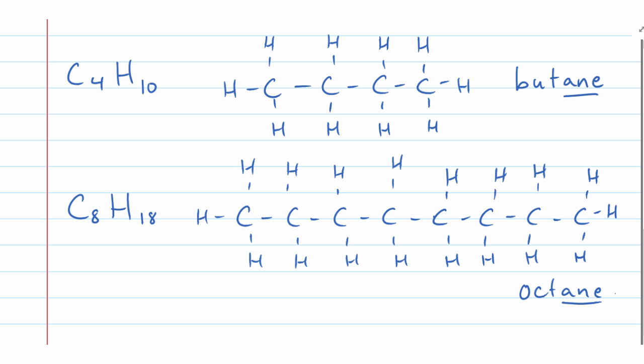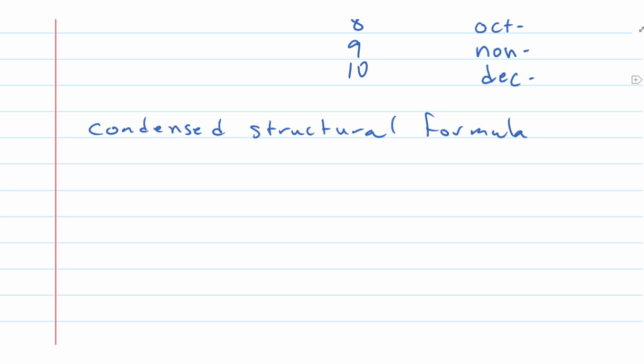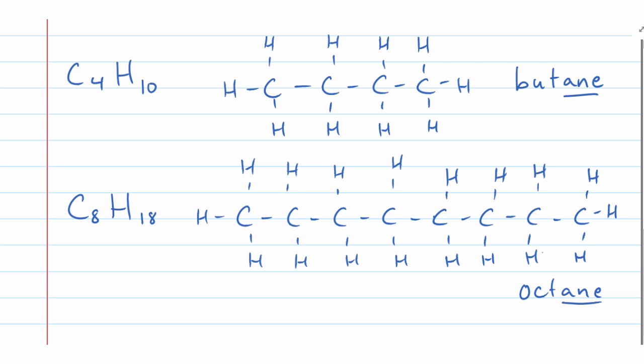First of all, we have to remember that carbon is always going to make 4 bonds. Hydrogen is always going to make 1 bond. So if we wrote out a condensed structural formula for something like octane, let's go back to the octane again. How many hydrogens are attached to this carbon? 3. This one here? 2. 2, 2, 2, 2, 2, 2, and 3.